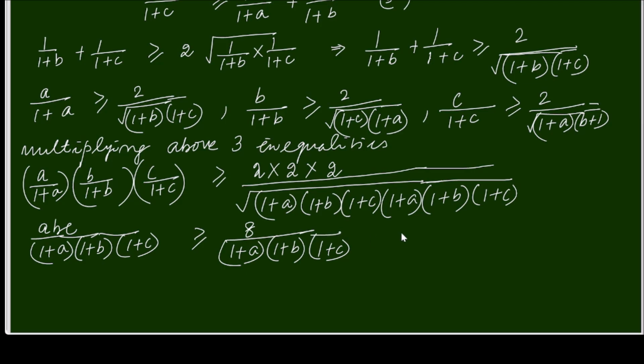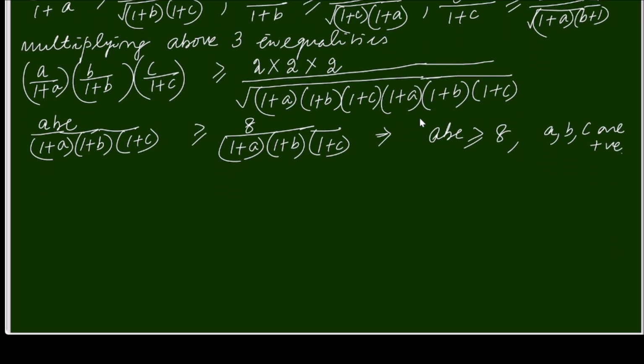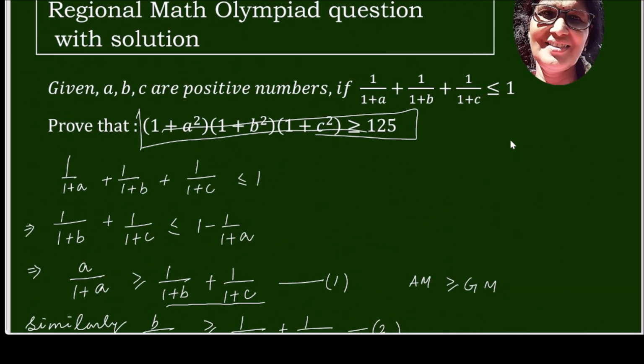So a, b, c are positive. That means we can write abc is greater than or equal to 8. So we got the relation abc greater than or equal to 8. Then we will go for the question.